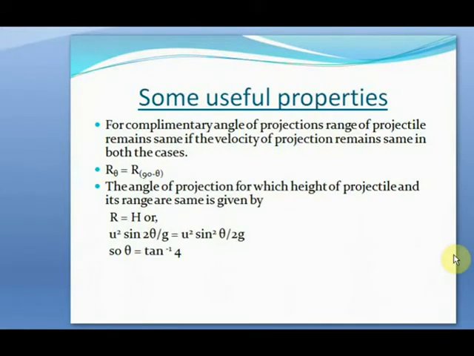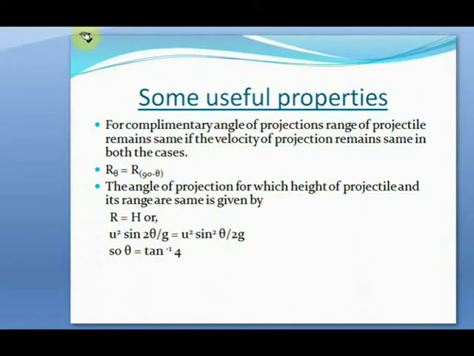So let's get familiar with some useful properties of projectile motion. The first property is, for complementary angles of projection, the range of the projectile remains the same if the velocity of projection remains the same in both the cases. So we can prove this property mathematically.